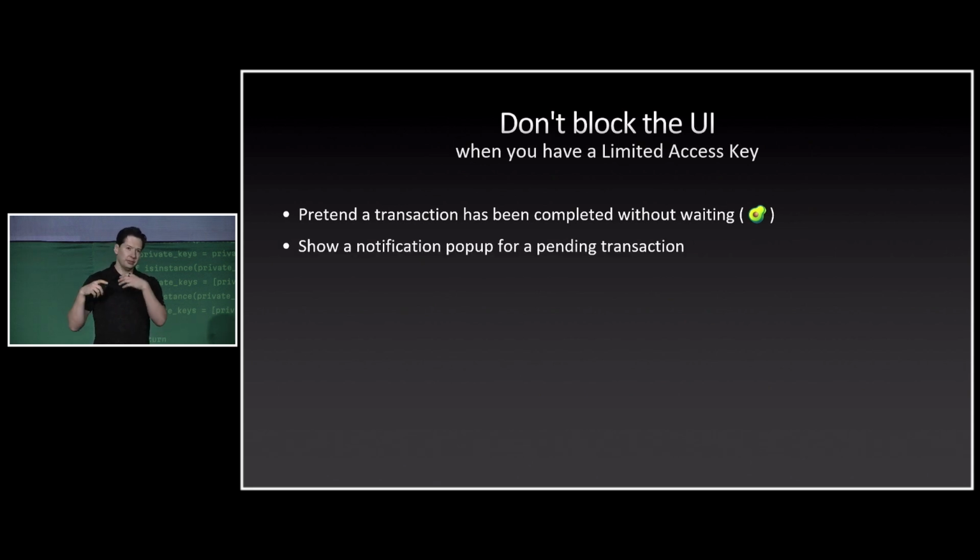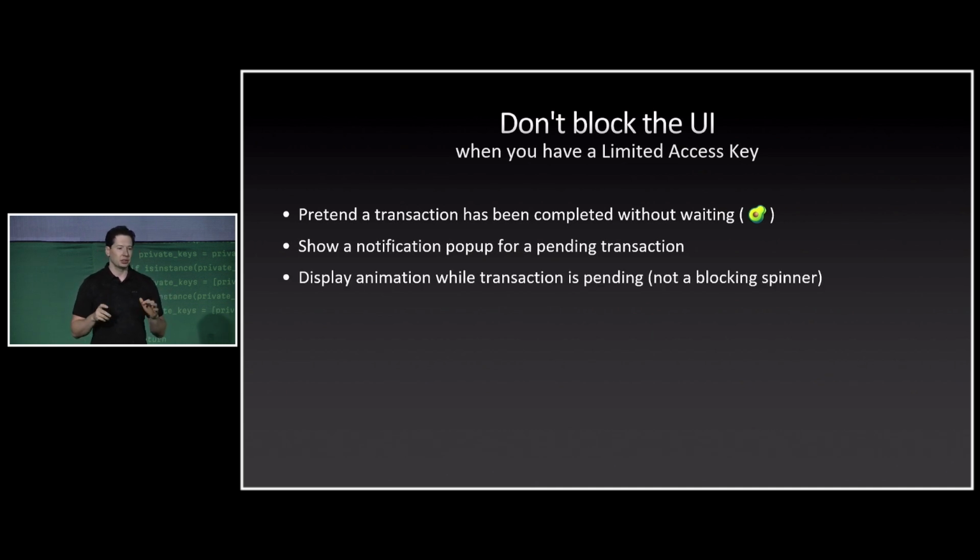Next, you can show a notification. For example, you can show a pop-up. That's what mem cooking is doing. They actually display that, oh yeah, the transaction is executing, and you don't block the experience. Finally, you can display some animation, but just don't use spinners that block the UI. Instead, you can display something like a heart jumping. So when you like something on NEAR Social, instead of blocking it completely, it just displays a small animation there.